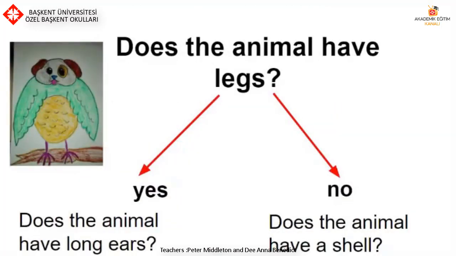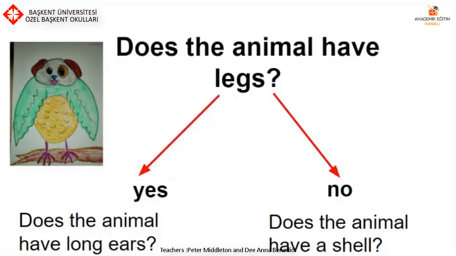Now, let's look at this animal. This is a mixed up animal. What animal do you think it is? We're going to look at our investigation keys here. And these are yes/no questions about the animal and its body parts. So let's look at this animal. Does the animal have long ears? Yes or no? Does the animal have a shell?